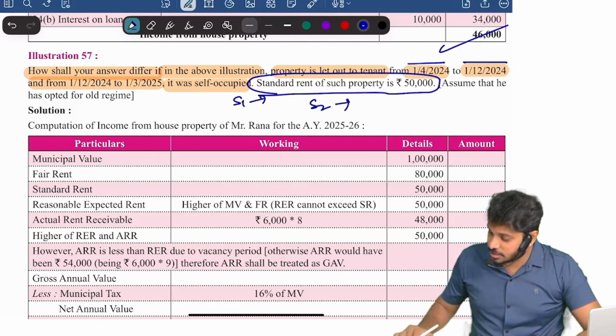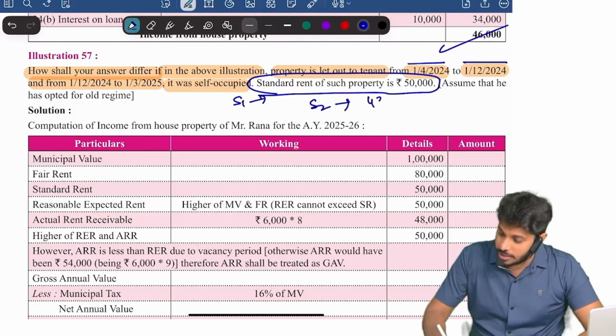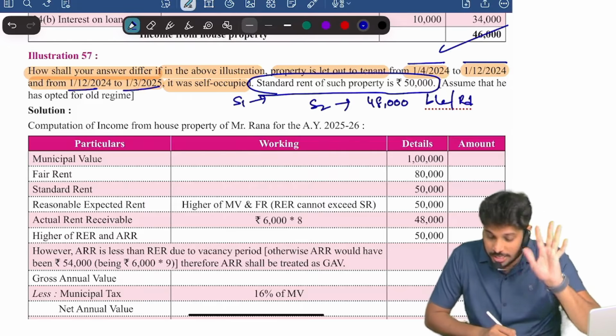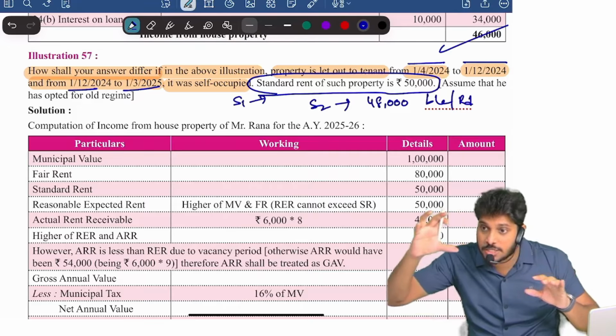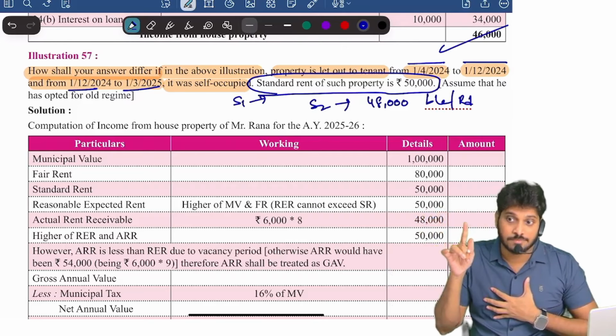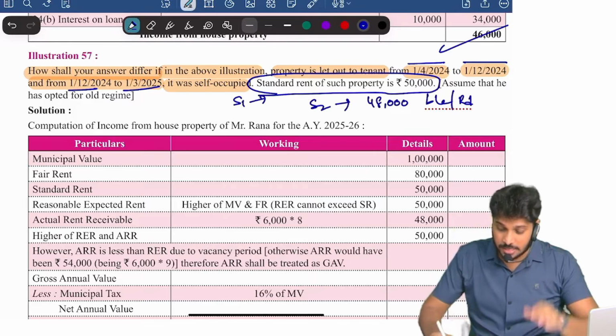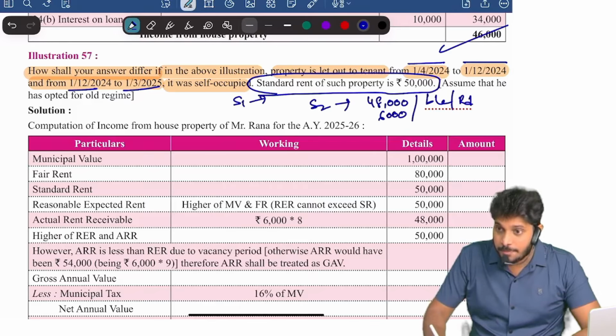8 months into 6,000, 46,000, 48,000 is receivable. Okay, this itself is received also. And if you observe, from 1st December to 1st March only it was self-occupied. What about March month? I assume it is vacant. If March month is not vacant, I will get another 6,000, where my step 2 would have been 54.